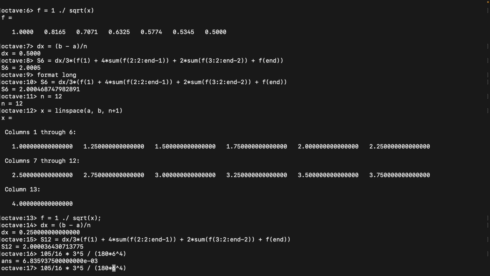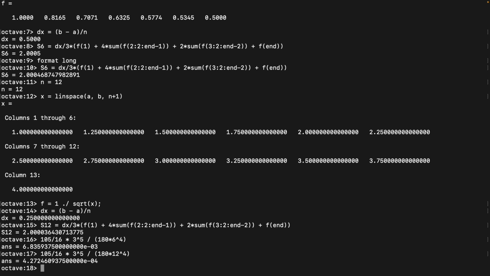And when n equals 12, I'll just replace that with a 12, I will get 4.2 times 10 to the negative 4. So my Simpson's rule error should be less than 0.00043.